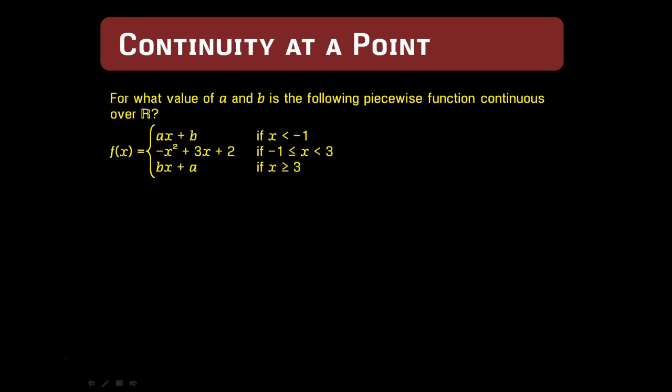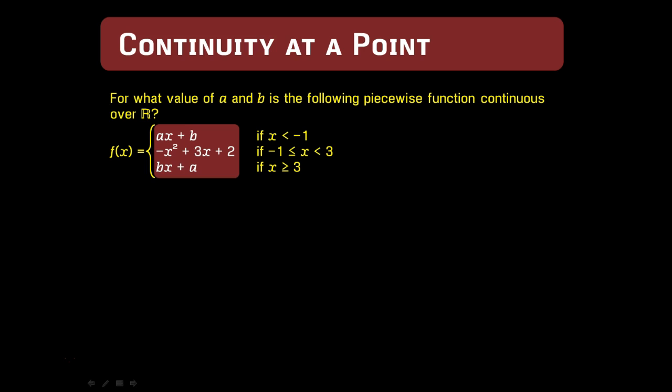The question is, for what value of a and b is the following piecewise function continuous over the real numbers? For most of the set of reals, it's already continuous. For any values of a and b, these expressions become polynomials, which is an example of an algebraic function. There's a theorem in your textbook that tells you that algebraic functions are continuous over their domains.